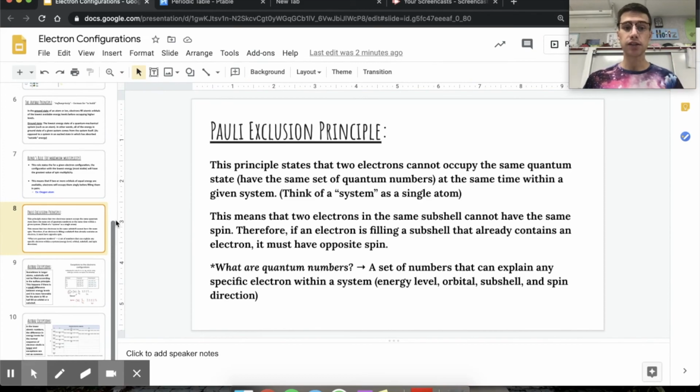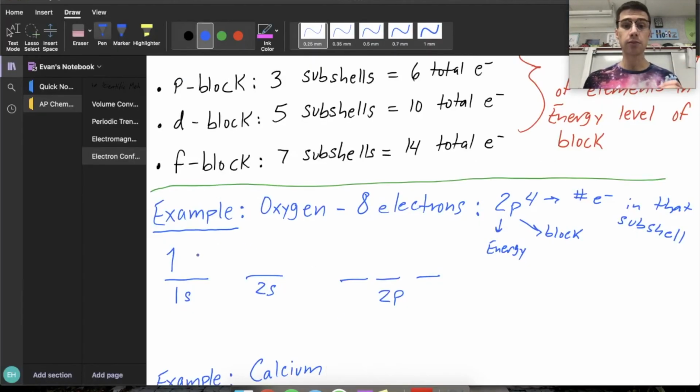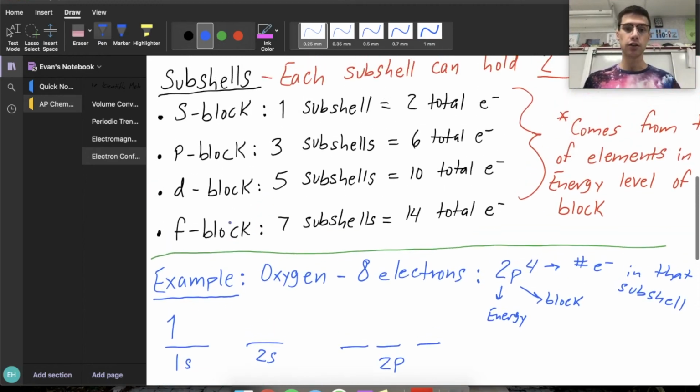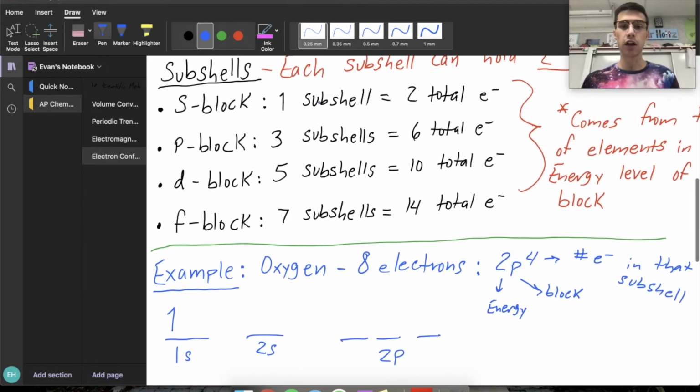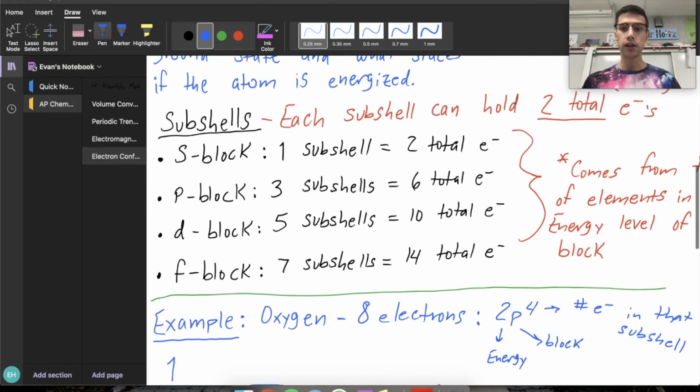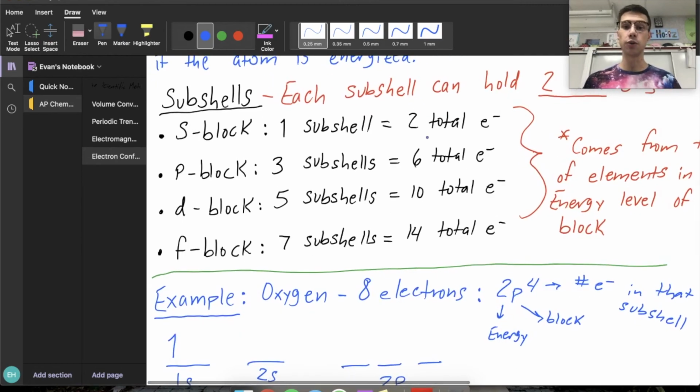Which basically means that you and another person on the bus cannot share a seat. Everybody has to have their own seat. Same thing with electrons. But that also means that when electrons are within the same subshell, they can't have the same spin, which doesn't really mean too much to us, but that means that we have to represent the electrons in here differently. So remember that each subshell in the S block can hold 2 total electrons. Each subshell in general can hold 2 electrons.